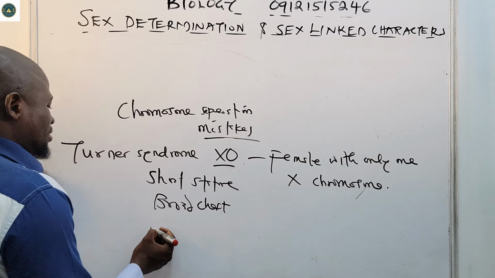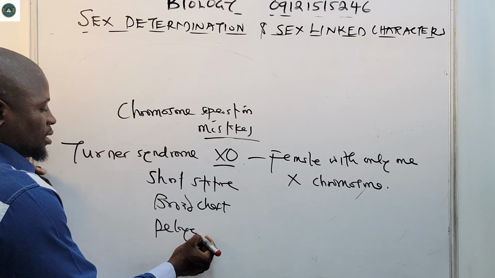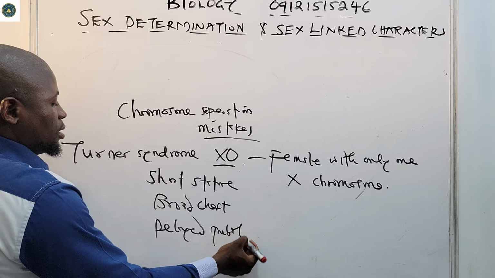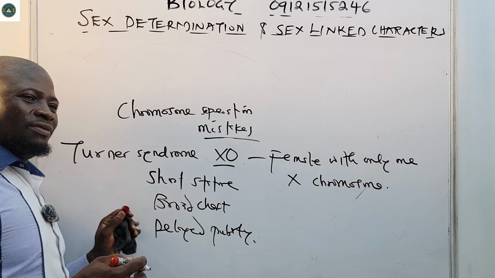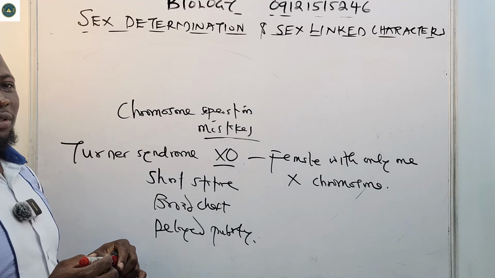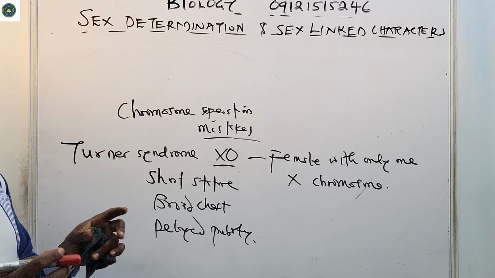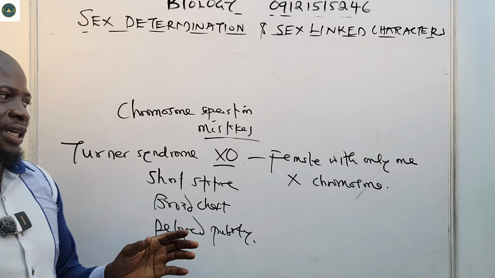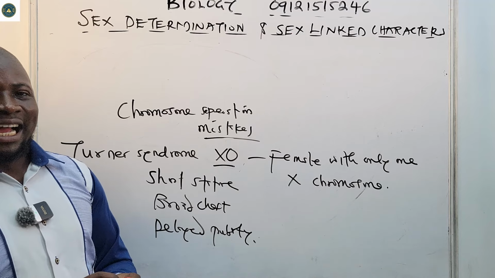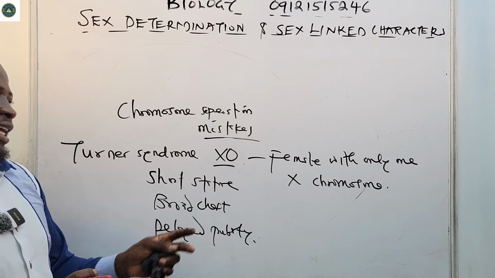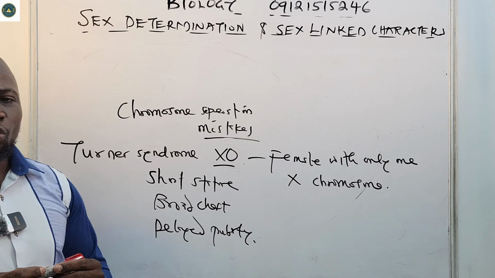There will be delayed puberty. Also, you see very little or no development of secondary sexual characters, like breasts, webbed feet, and so on and so forth. So that's what is known as Turner syndrome: female with only one X chromosome.